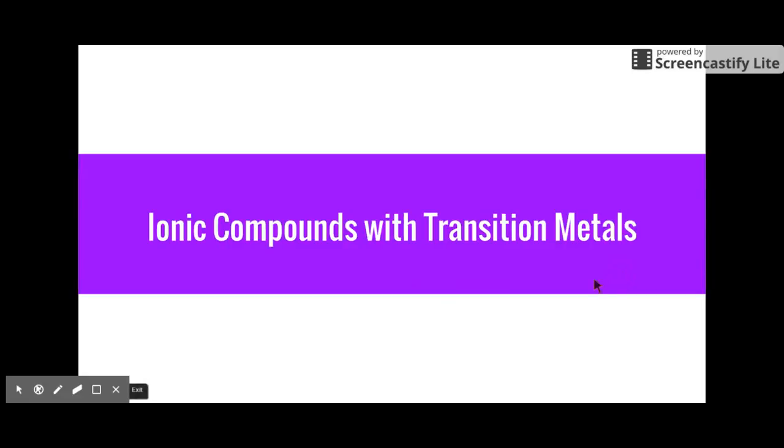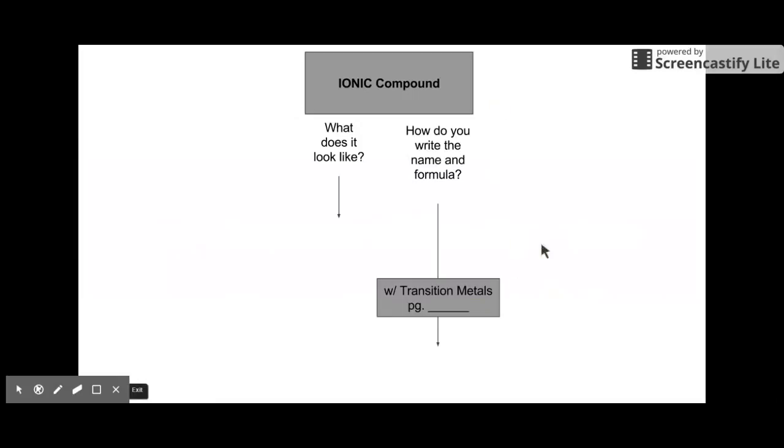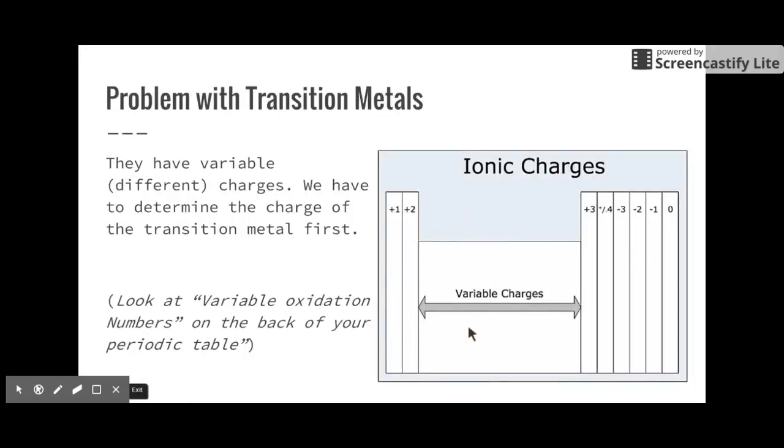But what about ionic compounds with transition metals? Well, let's talk about how we name and write formulas for ionic compounds with transition metals. Again, you don't need to worry about this page number. That's for my class. I just want to talk to you about them. So there's a problem with transition metals that we kind of skimmed over before. Transition metals have variable charges. That means that their charges aren't always the same. In fact, they're quite different.